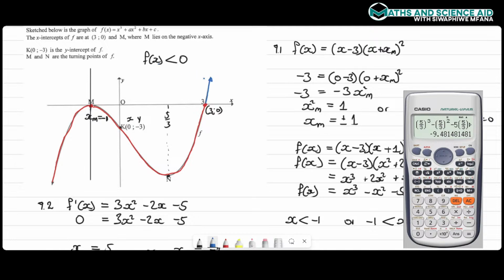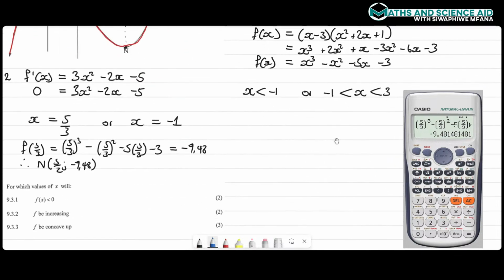So the y values are now greater than 0. Or in other words, here on this portion, f of x is greater than 0. It's no longer less than 0. So that's why that is not going to be part of our solution. Otherwise, this is the answer to 9.3.1. And you can also write this using the set notation as x is an element from -infinity up to -1, union from -1 up to 3.